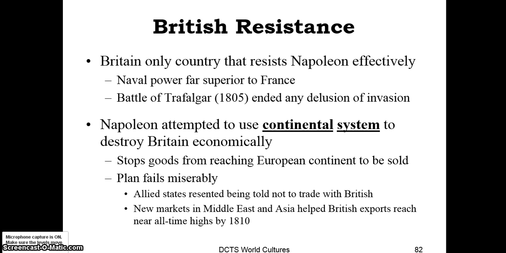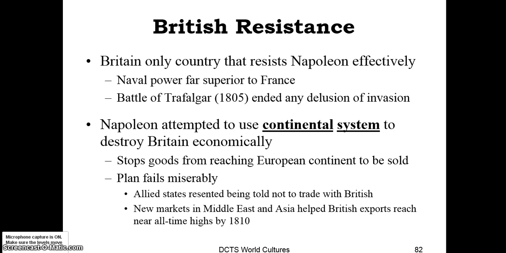Napoleon attempted to use the continental system to destroy Britain economically. So he essentially will try and stop any goods from being sold to Great Britain. Anything that's made in mainland Europe will not be sent to Britain. He's hoping to starve them to death, essentially. The plan fails miserably, though.